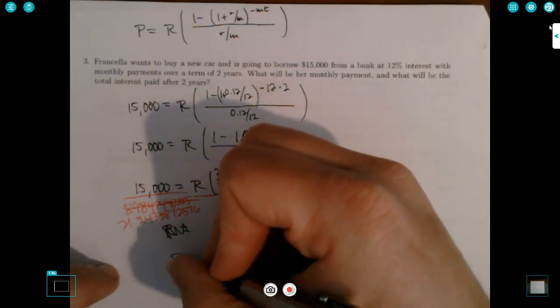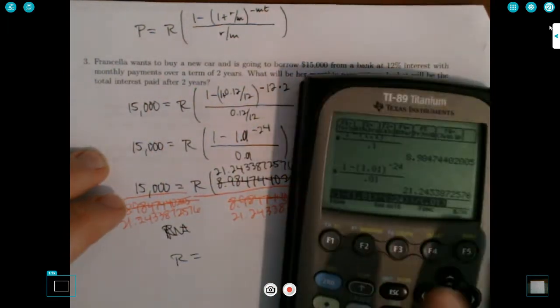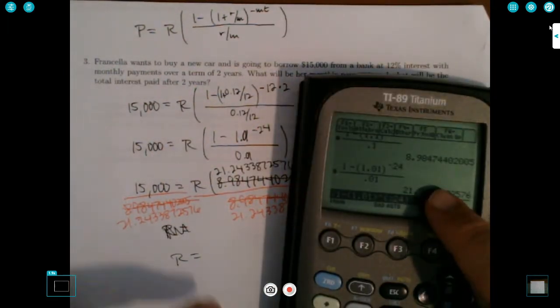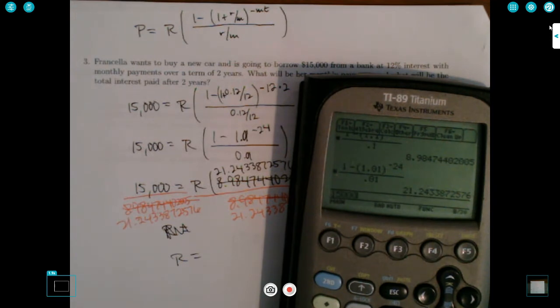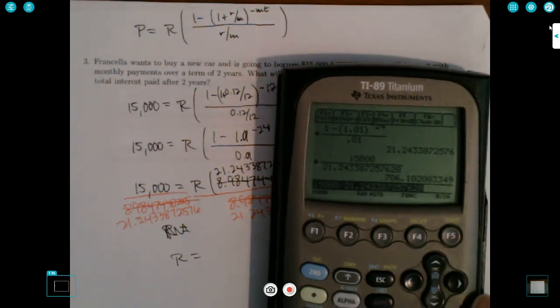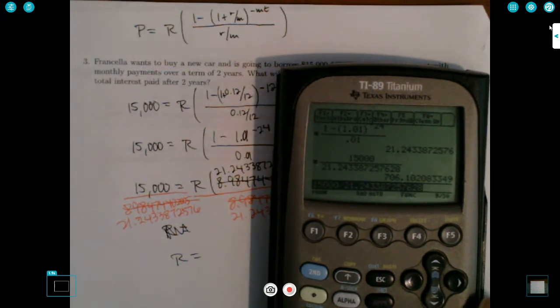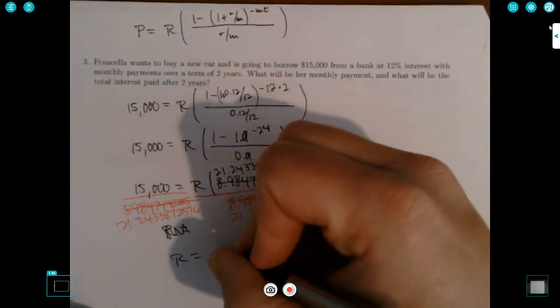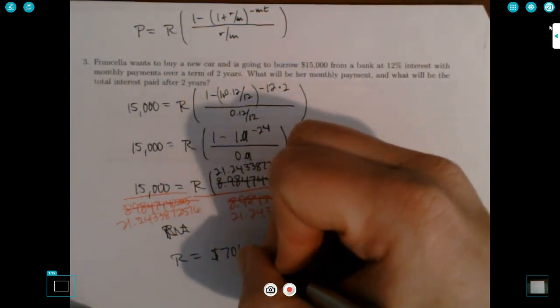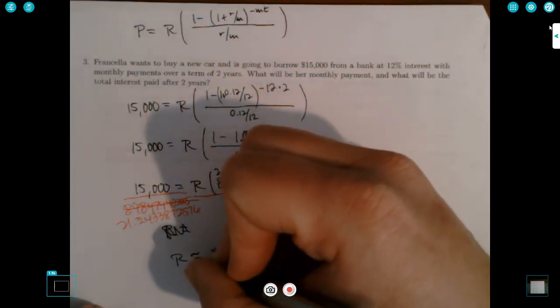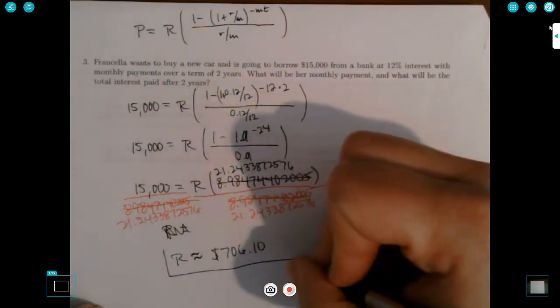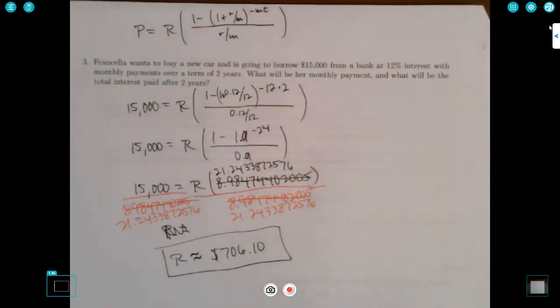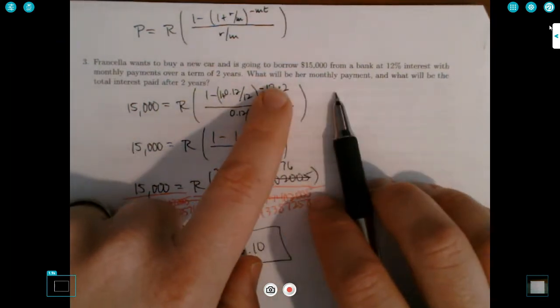Okay, so then R is going to be 15,000 divided by that number. That should be a little better. So there we go. That's more appropriate for a car payment, right? So $706.10, approximately, we'll say it's approximately that. Okay. So that's going to be her monthly payment.